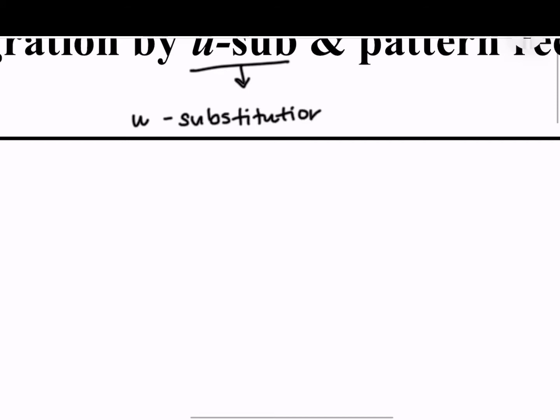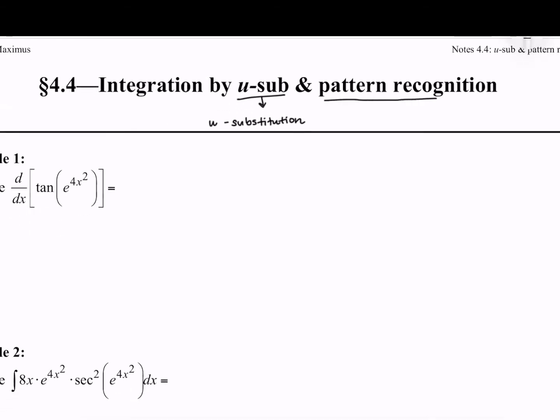So U-Substitution is a technique. And then it says, and also pattern recognition. This is more so for those of you who maybe understand U-Sub very well. So if you start getting U-Sub pretty quickly, then you can learn this pattern recognition technique that just helps you do it in a faster way.